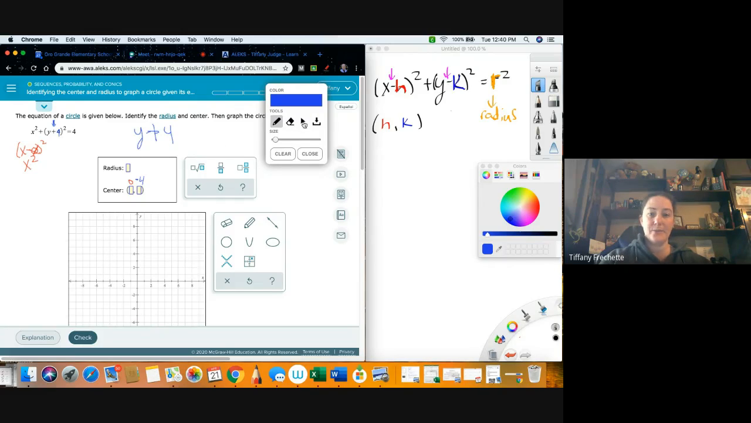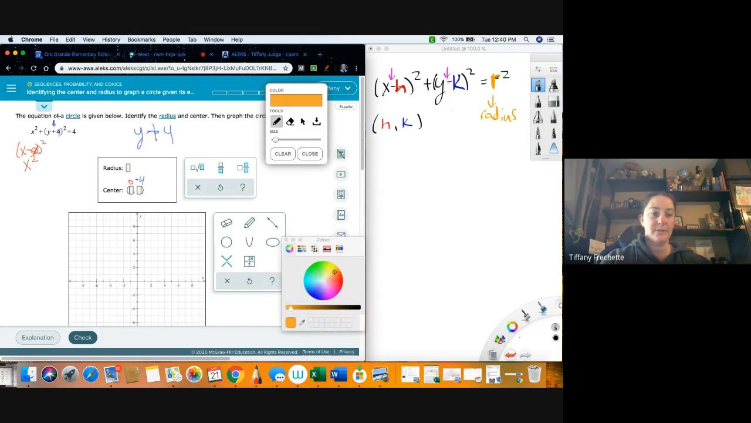And then the last portion here, which I'm going to move over. We have 4 here, but what is the square root of 4? 2. So my radius is 2. So I'm going to put 2 here. All right. So let's go ahead and click over here, and I'm going to start typing these in. So I have 2, I have 0, and I have negative 4.